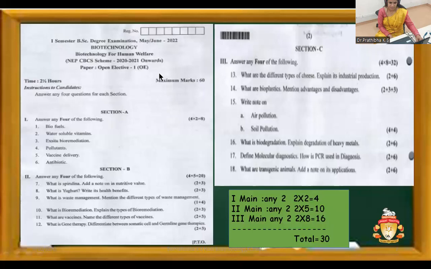Okay, open elective. This paper will give you just a scheme, a pattern of the question paper of OE in the main examination. This OE paper carries 2.5 hours, maximum marks 60. Section A will be there, section B will be there, and section C will be there. Section A, you need to answer any four of the following. Each answer carries 2 marks, so total 8 marks.